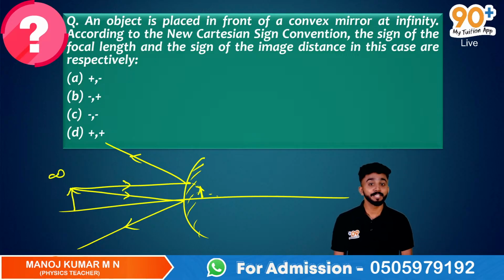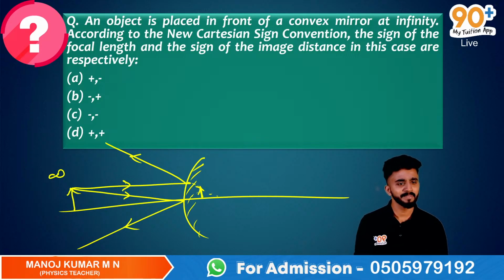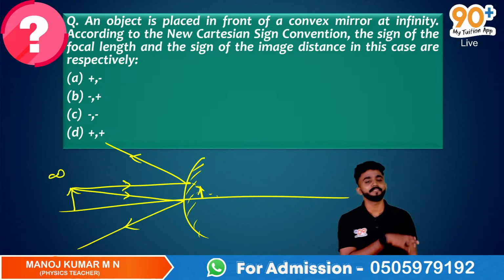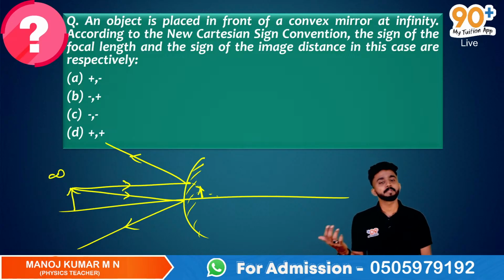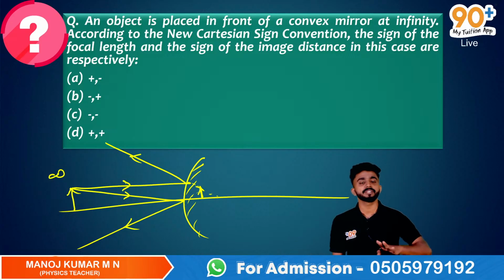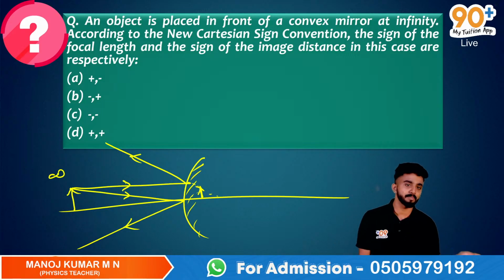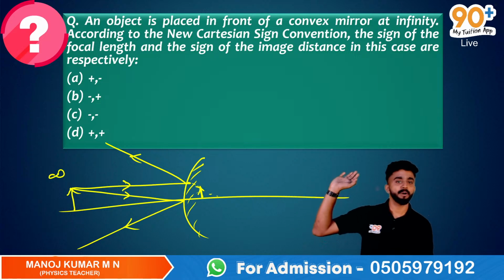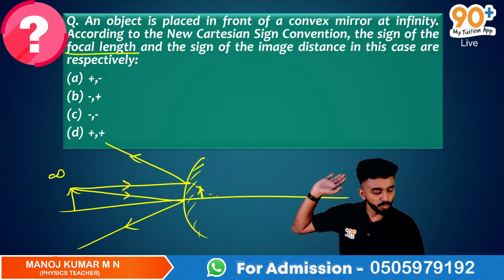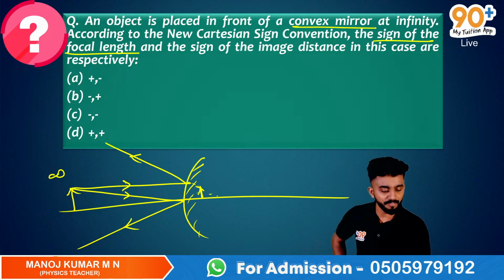In the case of what? In the case of a convex mirror. Only in the case of a concave mirror, we have all the images formed in front of the mirror. So will we have a principal focus on the left hand side? No, it will obviously be on the right hand side. We'll have the principal focus on the right hand side. So the focal length will be positive. So first question, what is the sign of the focal length in the case of a convex mirror?